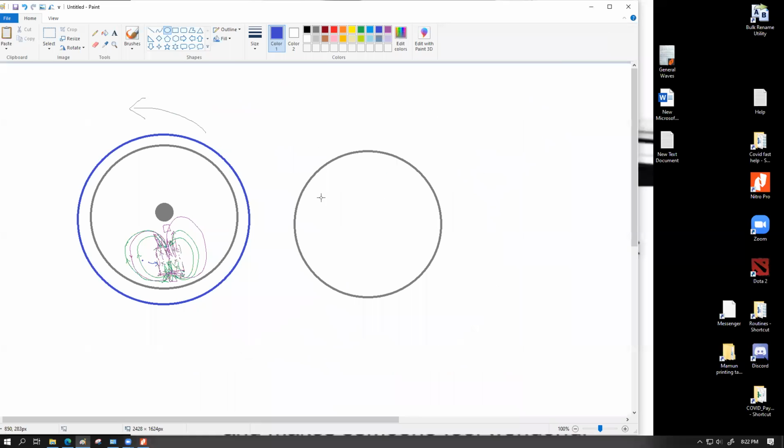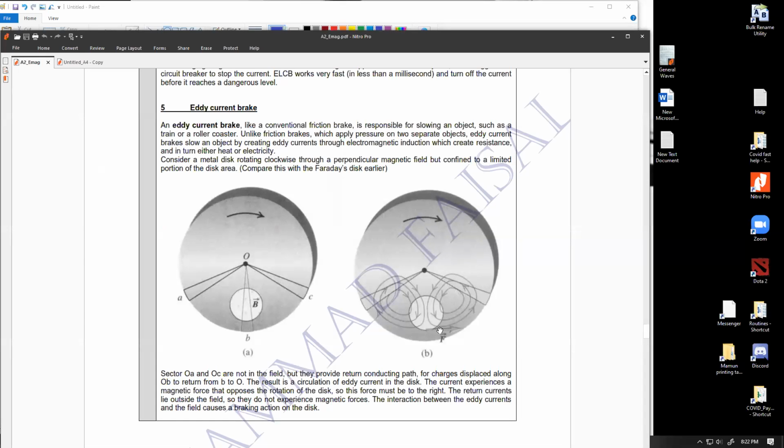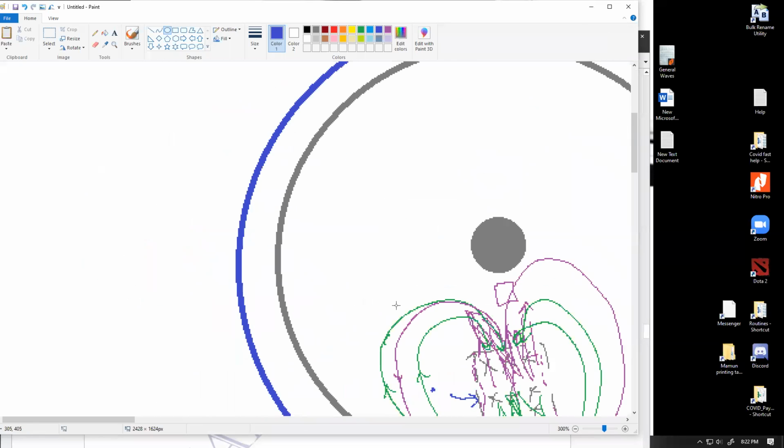Okay, I'll explain this F. Don't worry. This was going in which direction? Clockwise direction, and the force was anti-clockwise. Okay, let's come to this figure.